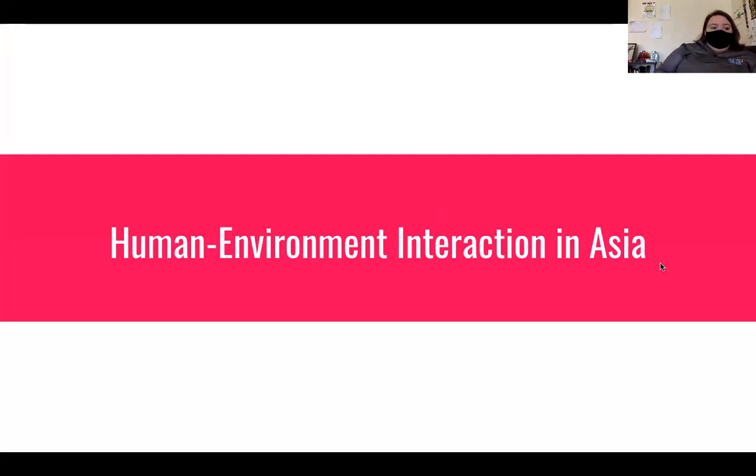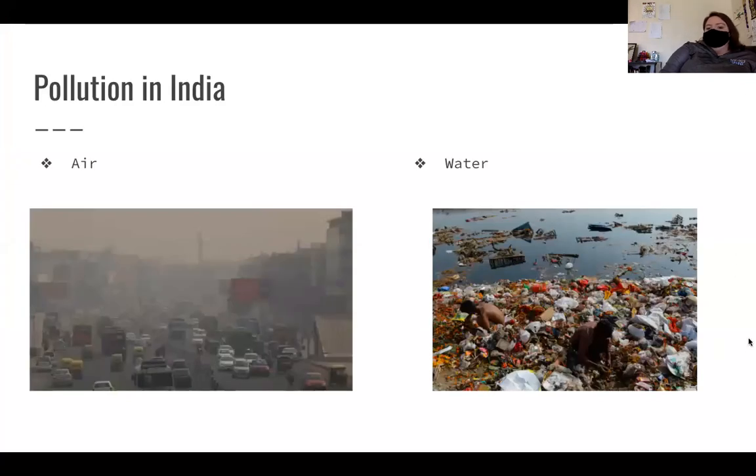So, like I said, we're going to be talking about two different types of pollution throughout our exploration over the next couple of days. And those two different types are water and air pollution. Today's talkings are going to be focused specifically in India, and you'll see why throughout the next couple of slides. But when we talk about pollution, we need to talk about air and water pollution. Those are the two most common, and those are the two basically most out of control across the world.